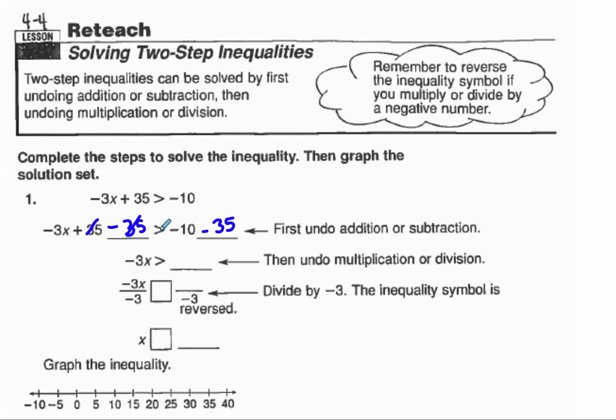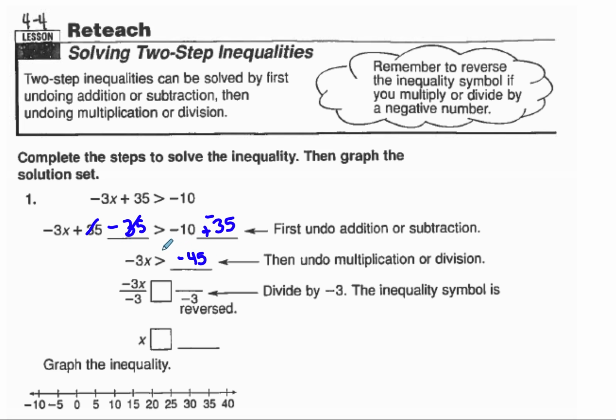Our inequality sign always stays the same for the addition and subtraction step. That's never going to change the sign. Over here, I'm going to change subtraction to addition, and change the sign. Negative 10 plus negative 35 is negative 45.